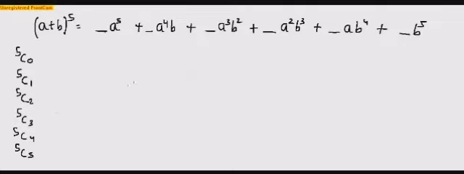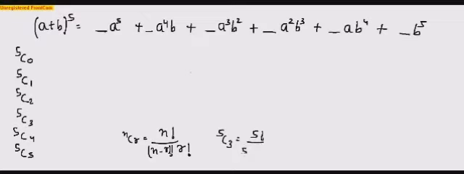Something like nCr is expressed as n factorial upon (n minus r) whole factorial into r factorial. Going by this formula, 5C3 will become 5 factorial upon (5 minus 3) factorial into 3 factorial. That will in turn become 5 factorial by 3 factorial into 2 factorial.